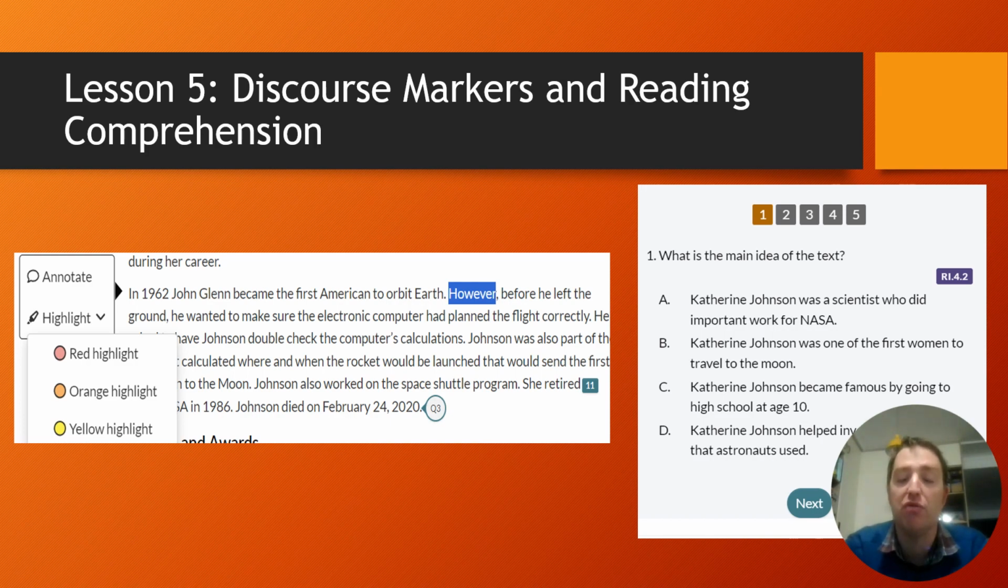So this is part of their grade. They know what the participation score is. Are they actually doing the annotation, highlighting, whatever that part of the assignment is for this particular lesson? In this case, it'd be discourse markers. Sometimes it's to ask 2 or 3 questions during the text about something, and I will see their annotations. That's a participation grade. And then they have the reading comprehension about their text.